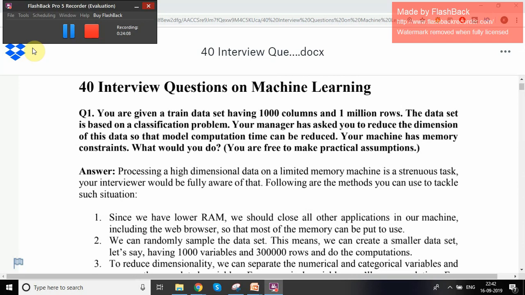Okay, 40 interview questions in machine learning. If you are given a training data set with a thousand columns and 1 million rows, based on a classification problem, like the Titanic data which we worked on, and a manager asks you to reduce the dimension of this data so that the model computation time can be reduced.